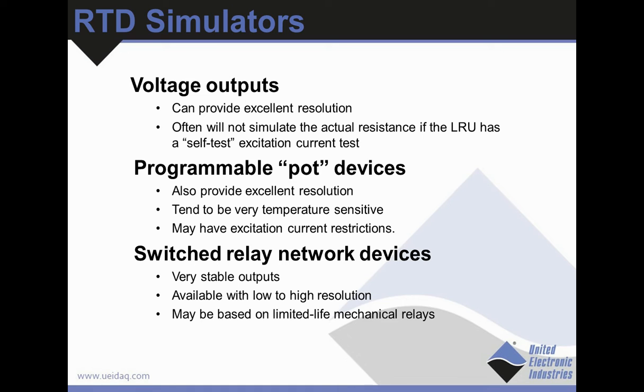The next kind is a variable resistance. It's a programmable potentiometer device, programmable pot. It can also provide excellent resolution. Our experience is that programmable pots tend to be very temperature sensitive, so for this type of thing, we decided in our design not to use them. And we went with Plan C here, which is a switched relay network device.